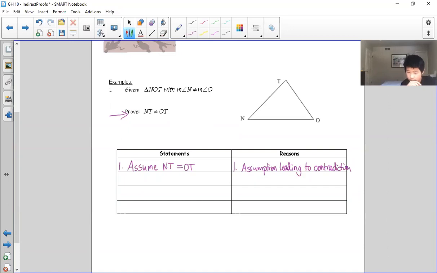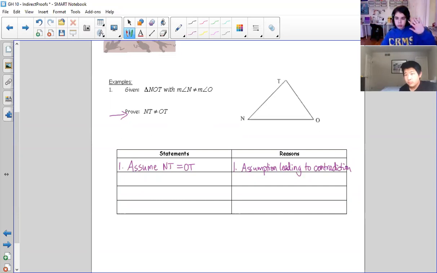So if I know that NT is equal to OT, what else do I know? Angle N is equal to angle O, because... Good, yes. So I would write NT congruent to OT here, because all our theorems use congruent, and I would just stick that in, and I would say equals implies congruent, okay? And then I can say angle N is congruent to angle O.